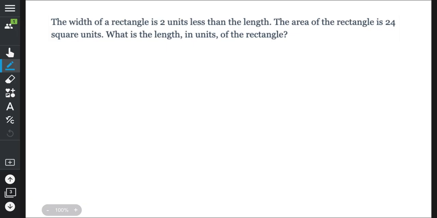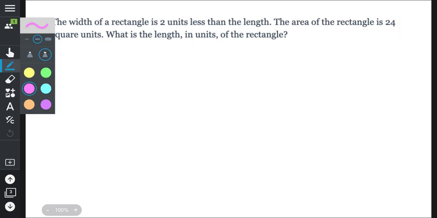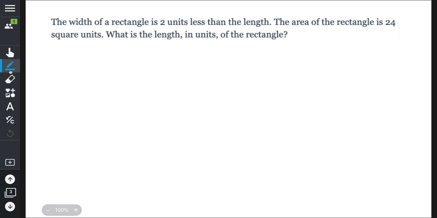So let's talk about this word problem. It's all about these rectangles. The width of a rectangle is 2 units less than the length. So a rectangle has a width and a length. Those are the two sides. There are 4 sides, but 2 of the sides are the width, 2 of the sides are the length.